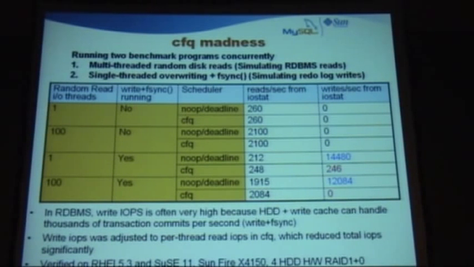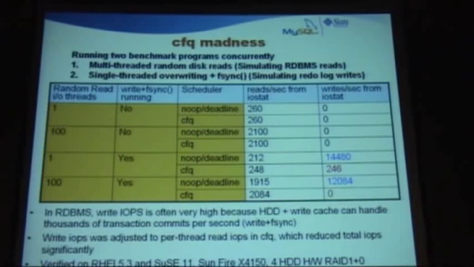Question: did you test this on any kind of SAN, like attached storage? I haven't tested on SAN, but I tested on SSDs and hard disk drives. On CFQ, write IOPS was adjusted to read thread IOPS. In this case, when one reader thread got to 200 IOPS, the write IOPS, which was almost equal, was degraded to 226. So write IOPS was reduced, which reduced total IOPS significantly.